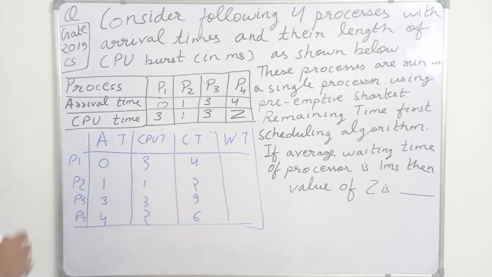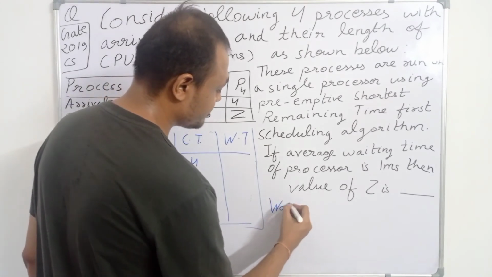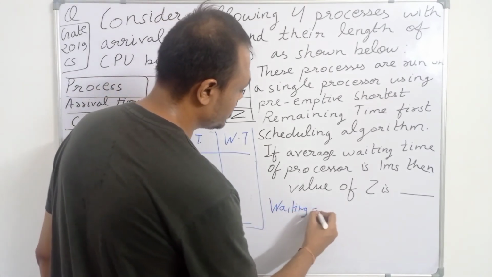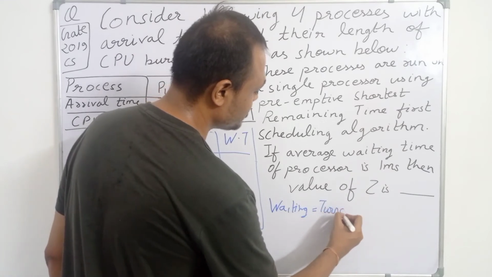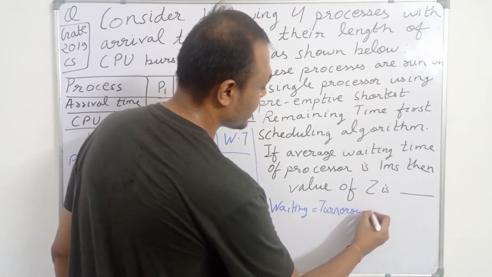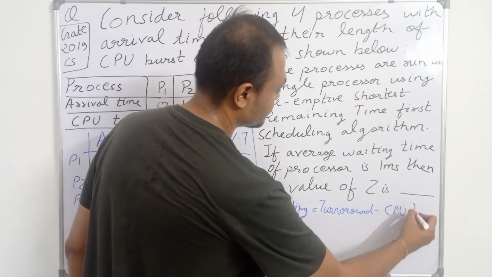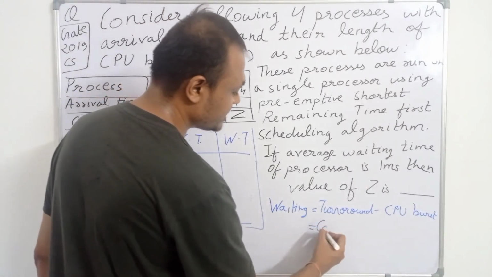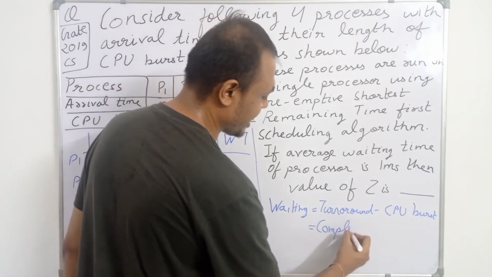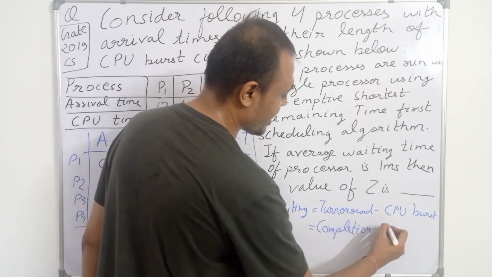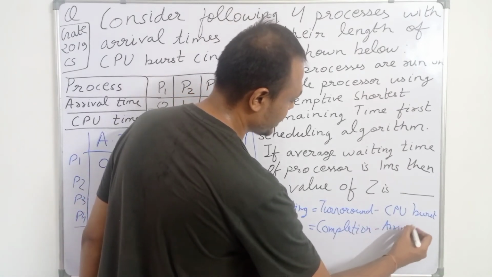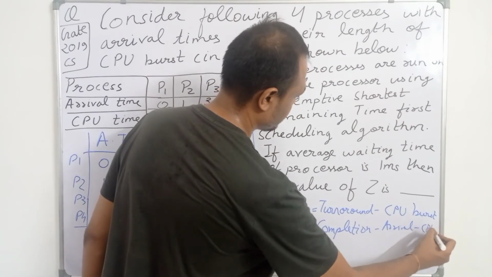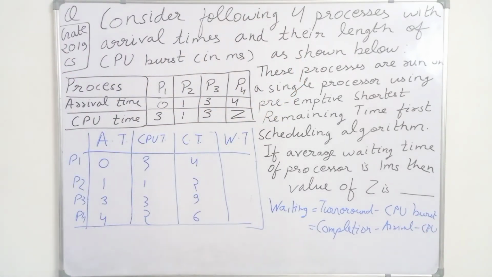Now the waiting time. Waiting time is equal to turnaround time minus the CPU burst time, and turnaround time is equal to completion time minus arrival time. So waiting time is completion time minus arrival time minus CPU time.